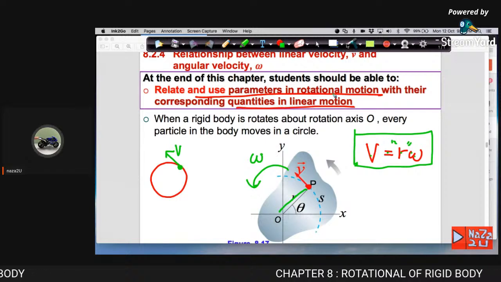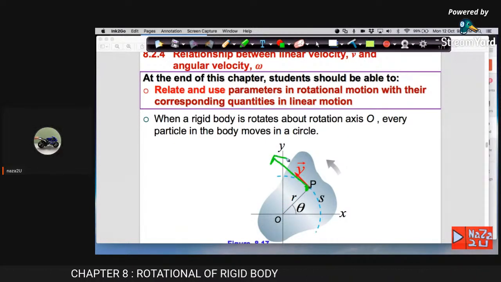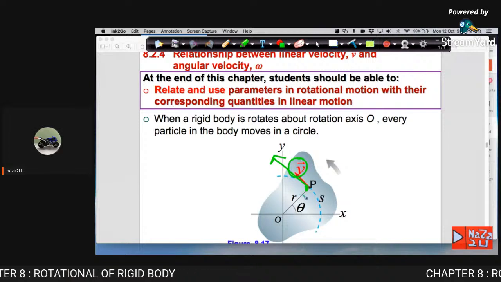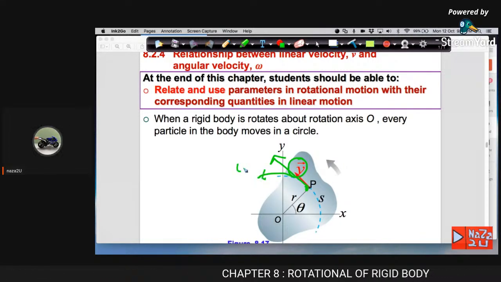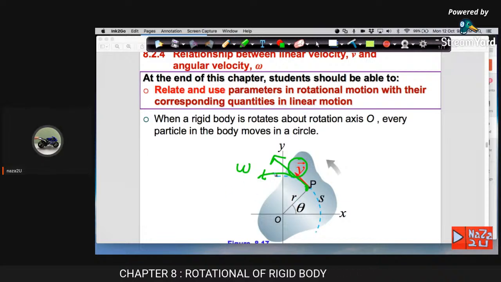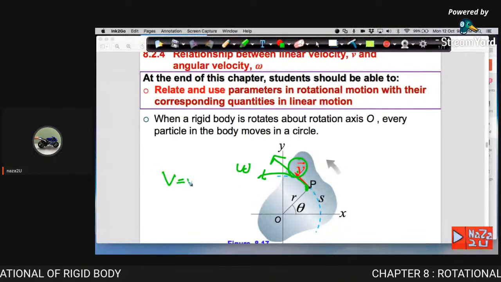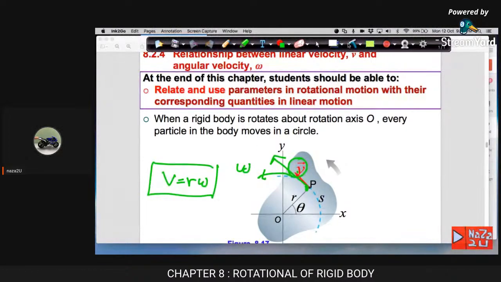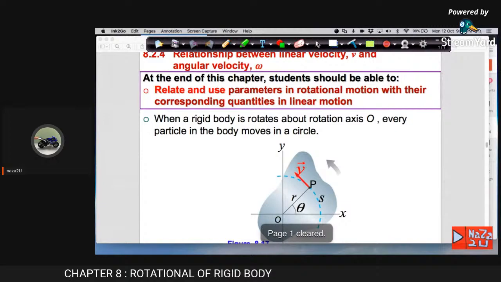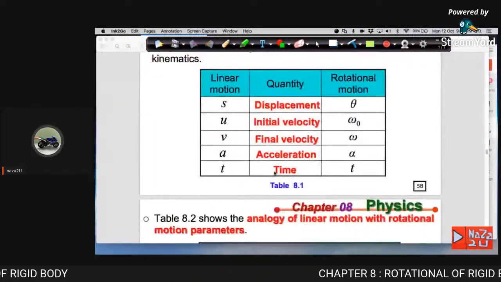Jadi kalau kita tengok, kalau jasad ini bergerak ke sana dengan laju V, dia akan berpusing. Berpusing, dia akan ada omega dan dia ada R. How you can relate V, omega and R? V is equal to R omega. Okay, ini persamaan dia. Alright. Okay. So, saya rasa selesai yang ini.